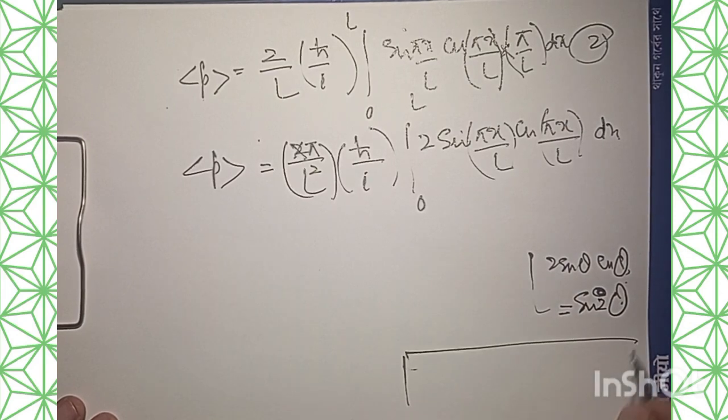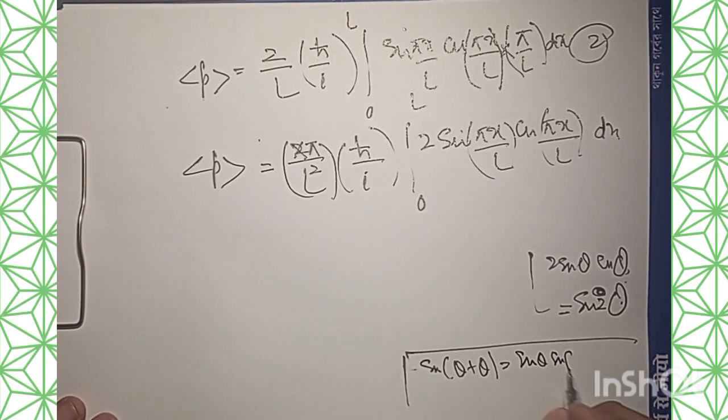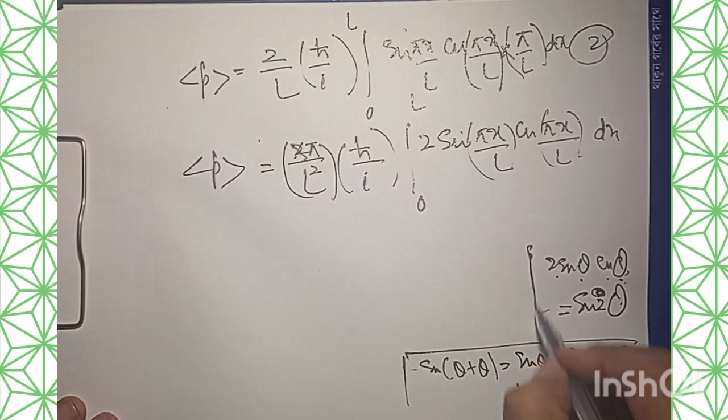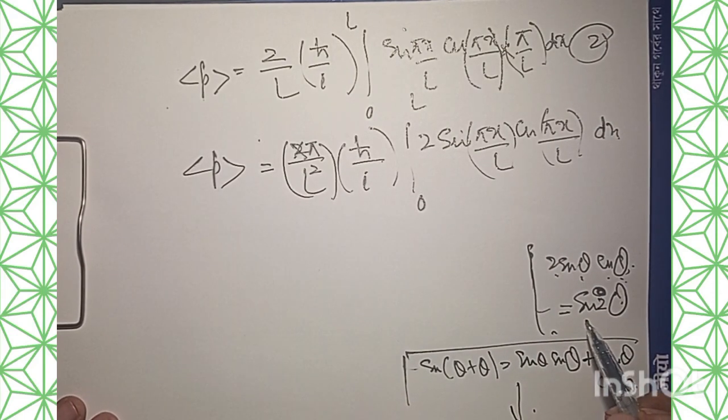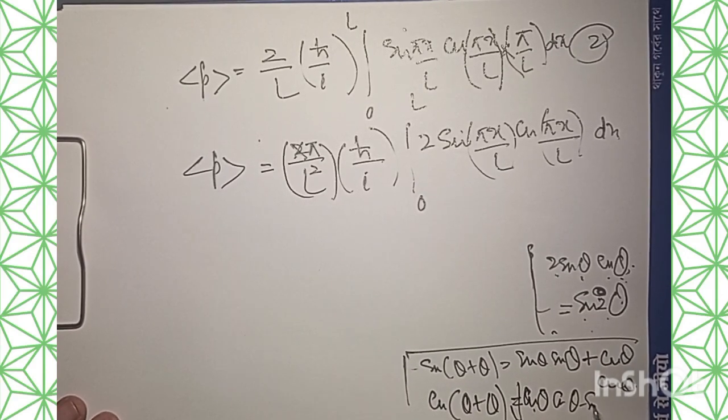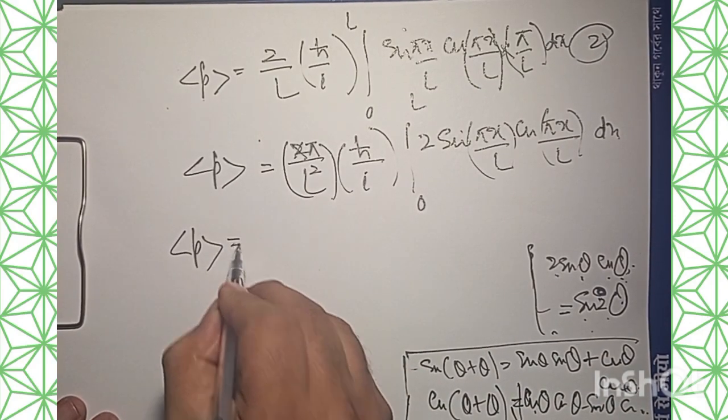Because if I take sine of theta plus theta, that will be sine theta cos theta plus cos theta sine theta. So what I have is twice sine theta cos theta. We can have this formula, that twice sine theta cos theta is equal to sine 2 theta, and we can derive it using these two formulas. So here, what I will have is the expectation value of this momentum.